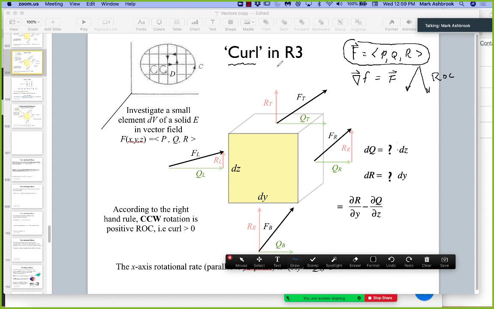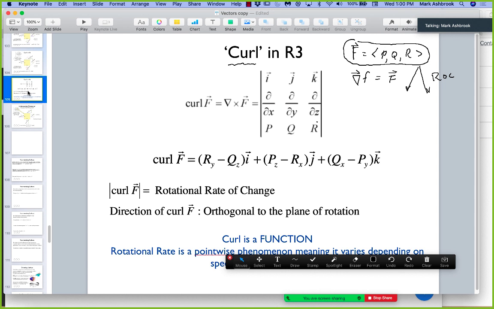So curl was like rotational rate of change, like how much tendency of rotation. And so we saw that for an element, the horizontal components of the vectors in the field above and below the element caused rotation, and then the vertical elements to the right and left kind of caused rotation. So then in 3 dimensions, we had 3 components of that, all causing rotation, and we came up with this formula here from the cross product.